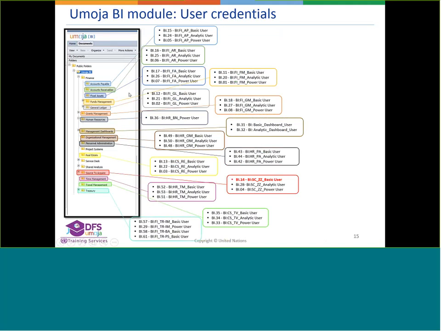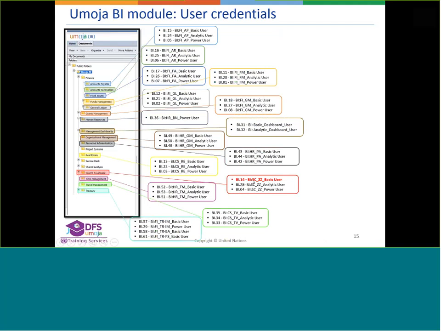So let me just go through, let's say, the one on source to acquire. So let's say that we are interested in having access to supply chain or procurement type of data. If you follow the red line here, you will have three type of roles. If you want to be only basic user, you request BI14. If you want to be analytical user, you request BI28. If you want to be power user, you request BI04.